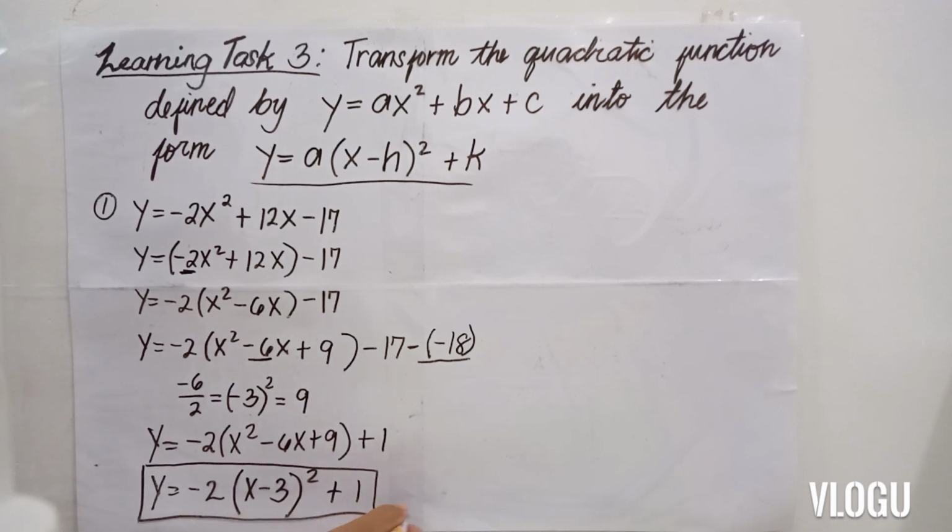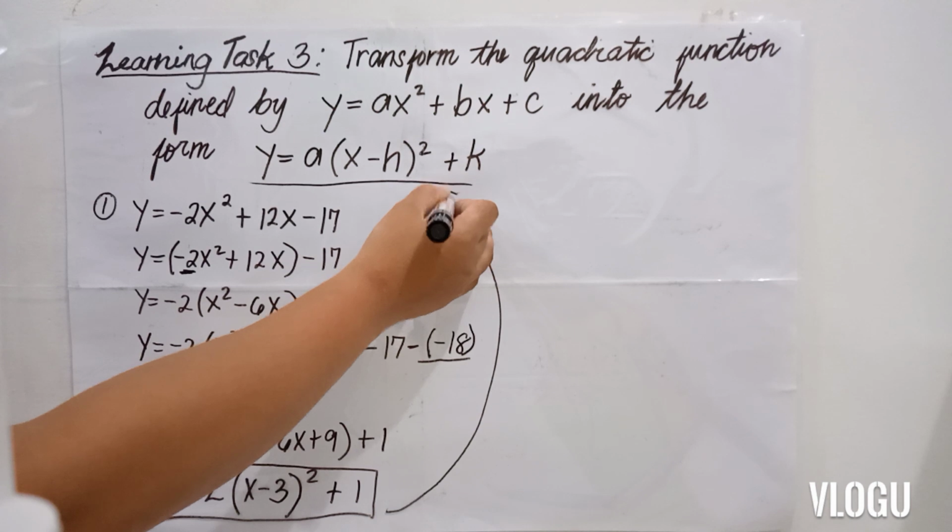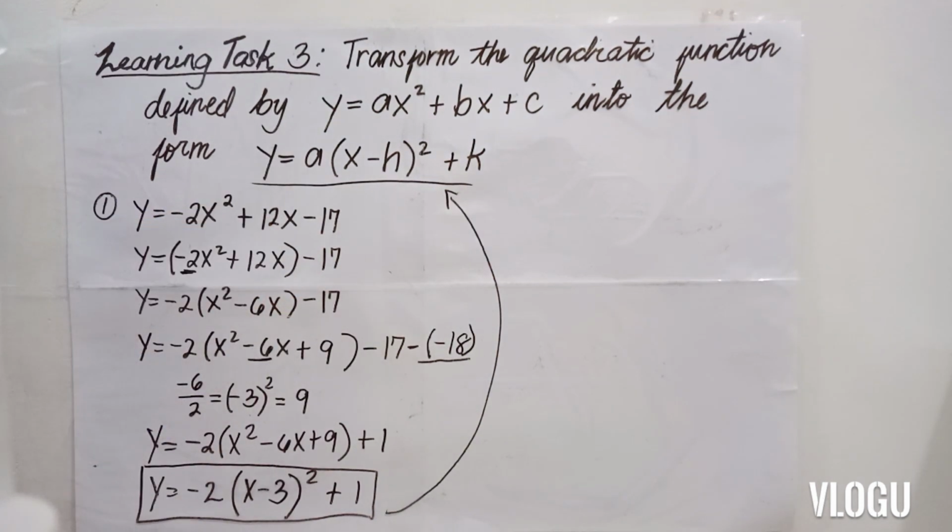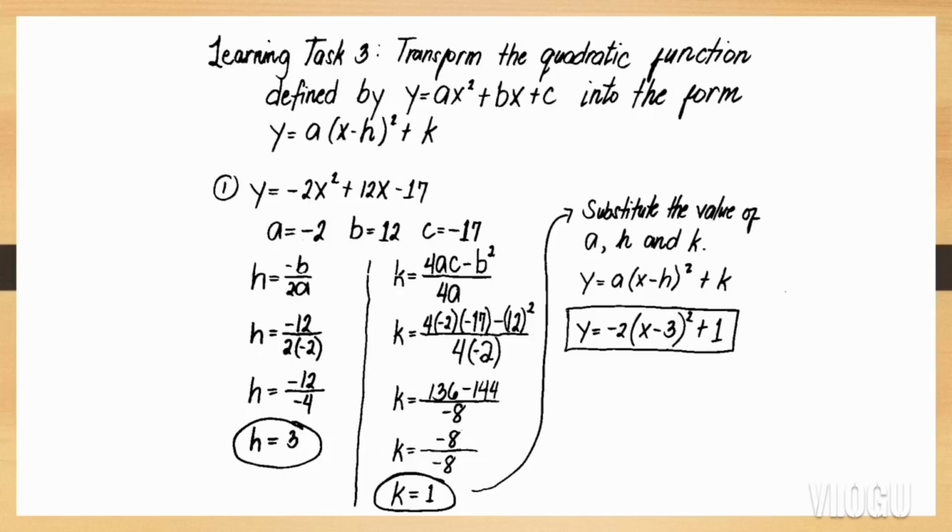Ito na po yung ating sagot. Pwede rin naman tayong gumamit ng formula to transform the quadratic function defined by y is equal to ax squared plus bx plus c into the form of y is equal to a quantity x minus h squared plus k, o yung tinatawag natin na vertex form.